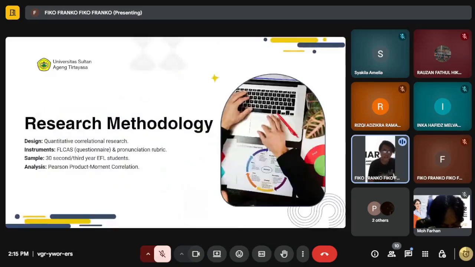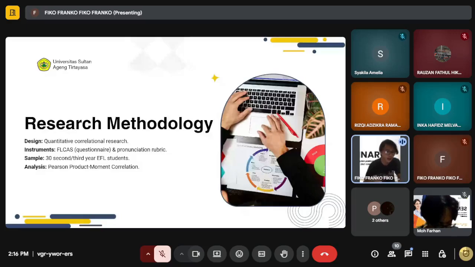And next we have the research methodology. Our research uses a quantitative correlational design because it's about correlations, and our instrument is the FLCAS, or Foreign Language Classroom Anxiety Scale. It is a questionnaire of 30 questions. And next we have the pronunciation rubric.